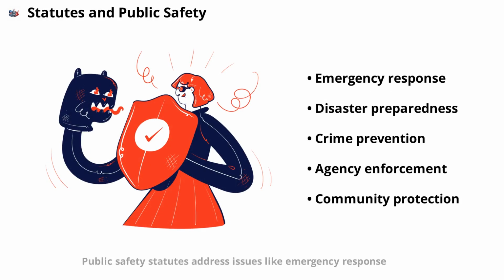Public safety statutes address issues like emergency response, disaster preparedness, and crime prevention. State emergency management agencies and law enforcement enforce these laws to protect communities and respond effectively to crises. Public safety statutes are essential for maintaining order and security.